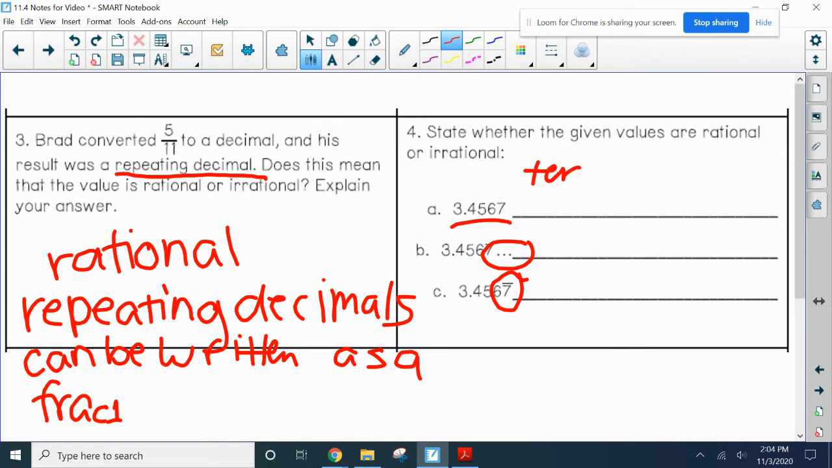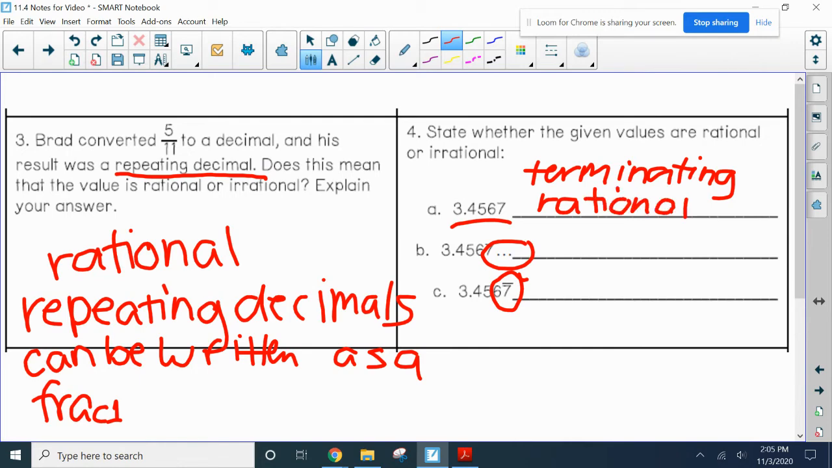What do we know about terminating decimals? Terminating. If I could spell, I'd probably teach something that wasn't math. But I spelled it right. Terminating decimal. All right. So terminating decimals end, which means I could write that as 4,567 over tenths, hundredths, thousandths, over 10,000. So it can be written as a fraction. It's a terminating decimal, so it's rational.